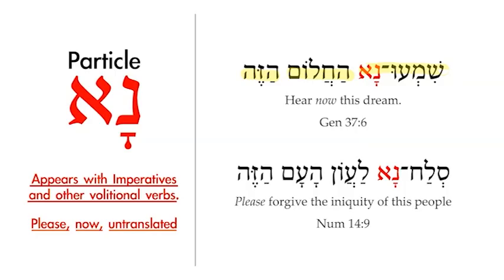Let's look at the second example together. Salakna la'awon ha'am hazeh. Please forgive the iniquity of this people. Here we have the imperative salak joined by maqqef to the particle na. In this case, we're translating it politely, please forgive. You could also say forgive now the iniquity of this people, or simply forgive the iniquity of this people. As you consider some of the standard Bible translations, you will see that different ones do it in different ways.